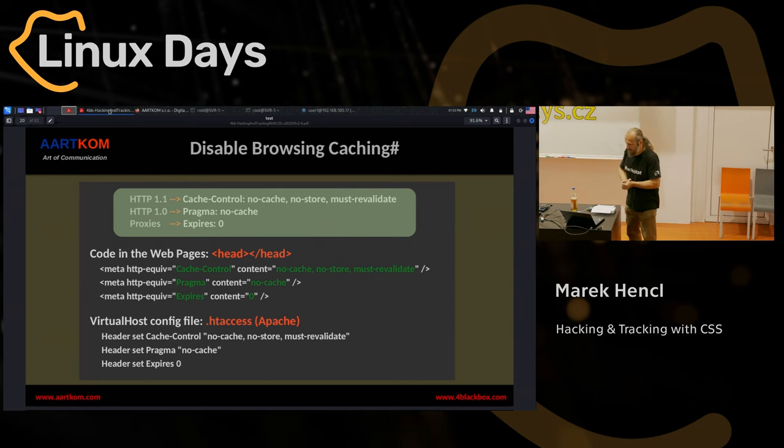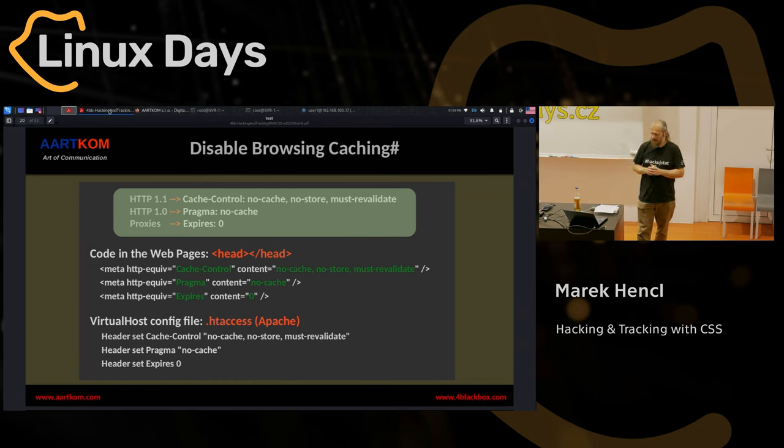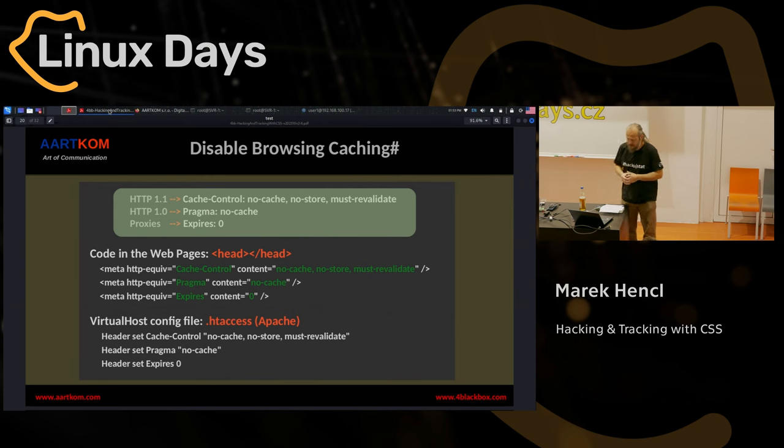So basically, one should inform the transit and the destination that they should not be caching it. You can do it in the web page, and on the top you have an example on the web page. You can also do it on the virtual host through, for example, HT access.